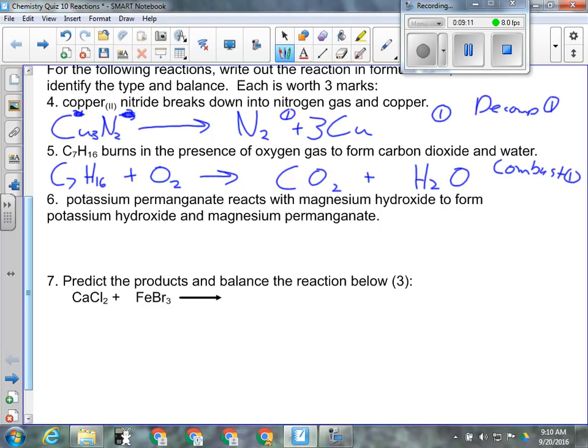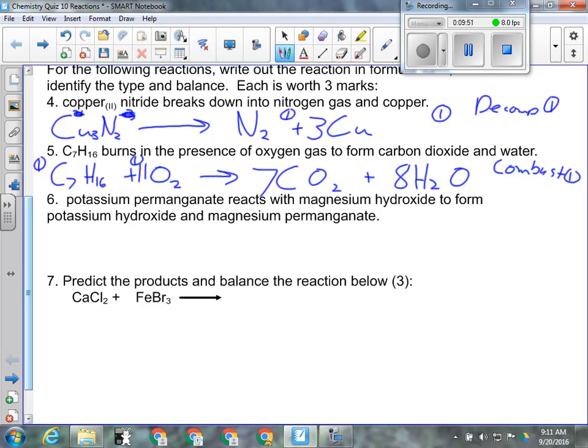Okay? All right. Special rules for balancing combustion reactions: balance alphabetically and the rule of 2. Do they both apply here? No. Only the balance alphabetically applies here. 7 carbons. 16 hydrogens, 16 hydrogens. Now I've got to do the oxygen. 7 times 2 is 14, plus 8 more is 22. 11 times 2 is 22. Okay, out of 3 marks: 1 for the balancing, 1 for the reaction, 1 for the type.